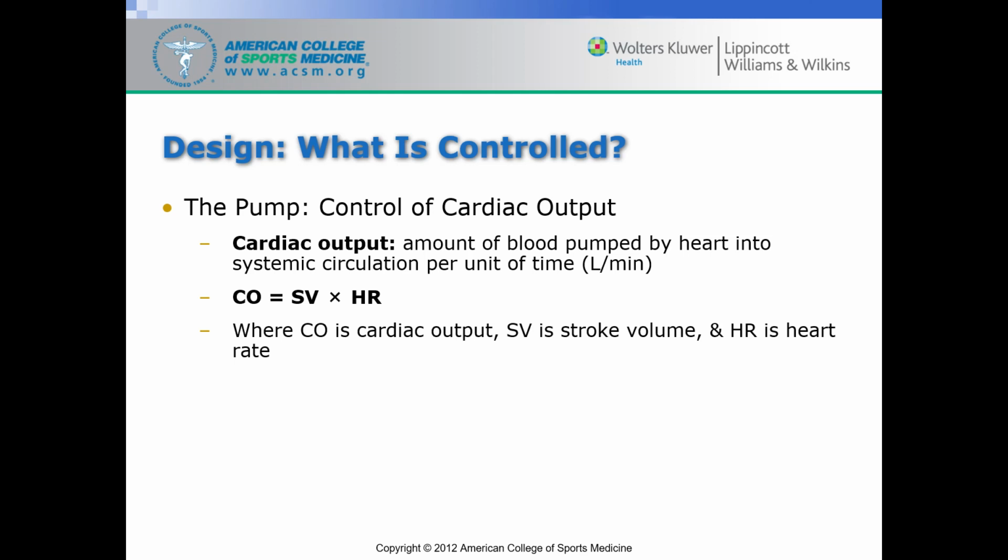What is exactly controlled? Well, blood flow is controlled. In order to do that, you need a main pump that controls cardiac output. That, of course, is the heart. Cardiac output is the amount of blood pumped per minute into the system, and it can be calculated as stroke volume times heart rate.